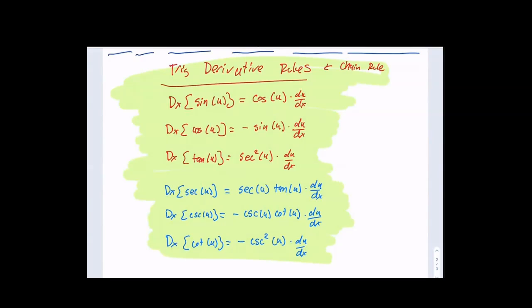I can prove it to you using the definition of the derivative. If you would like to come to office hours, I can prove it to you.